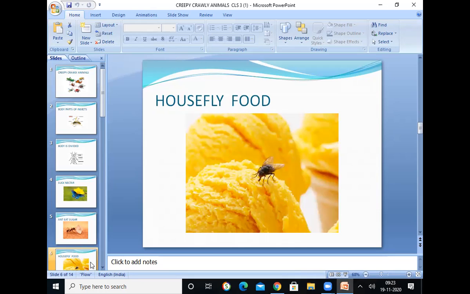What is this picture? This is ice cream. Mostly the housefly will drink liquid foods like ice cream. Or rather, ice cream will be solid when it is cool.